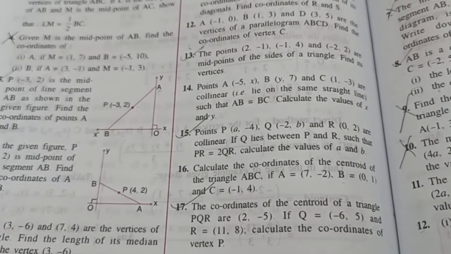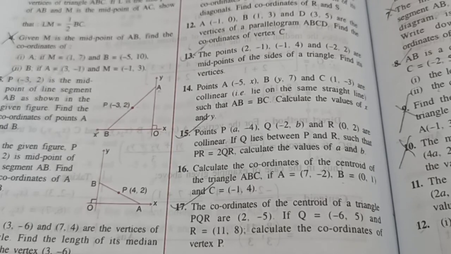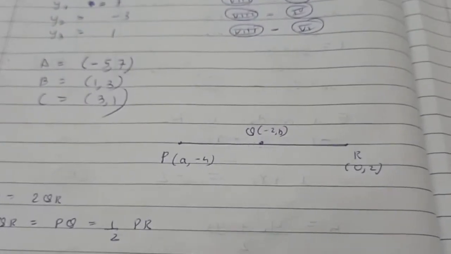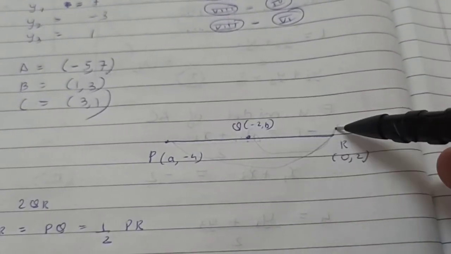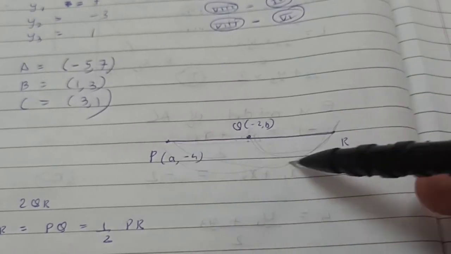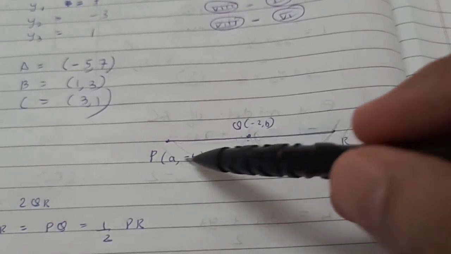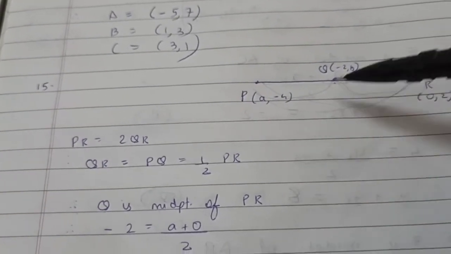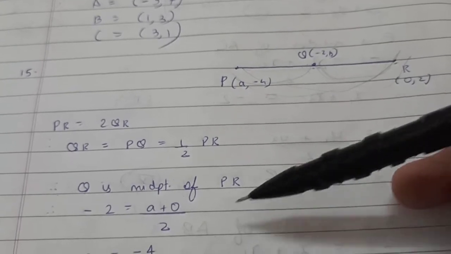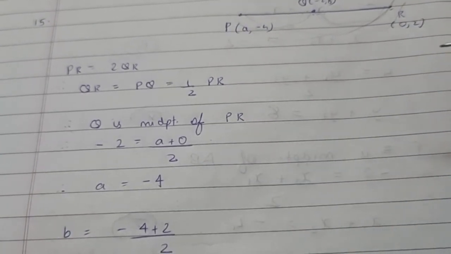Now the 15th sum. Points P, Q and R are collinear, that means they lie on a straight line, and Q is between P and R, and PR is equal to twice QR. So indirectly they are saying that Q is a midpoint, because if PR is twice of QR, that means QR is half of PR. That means QR is equal to QP, and that means Q is a midpoint. So first prove that it is a midpoint, and then using the midpoint formula you can find the values of A and B easily.